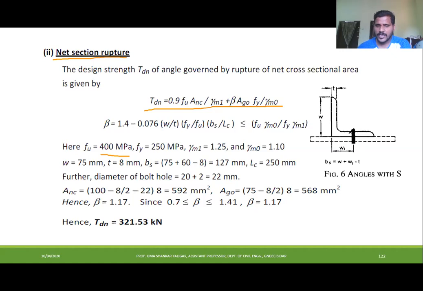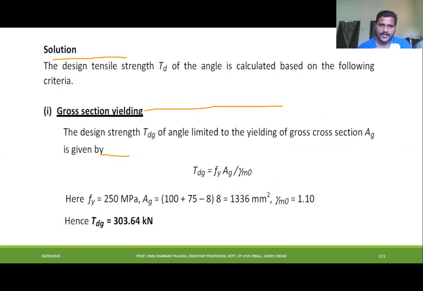The leg which is connected to the gusset plate is called the connected leg. The leg which is not connected to the gusset plate is called the outstanding leg. Now here, ANC means we need to calculate the net area of the connected leg. Net area means we need to deduct the bolt hole. Now how can we calculate that? Now we can go to the diagram.